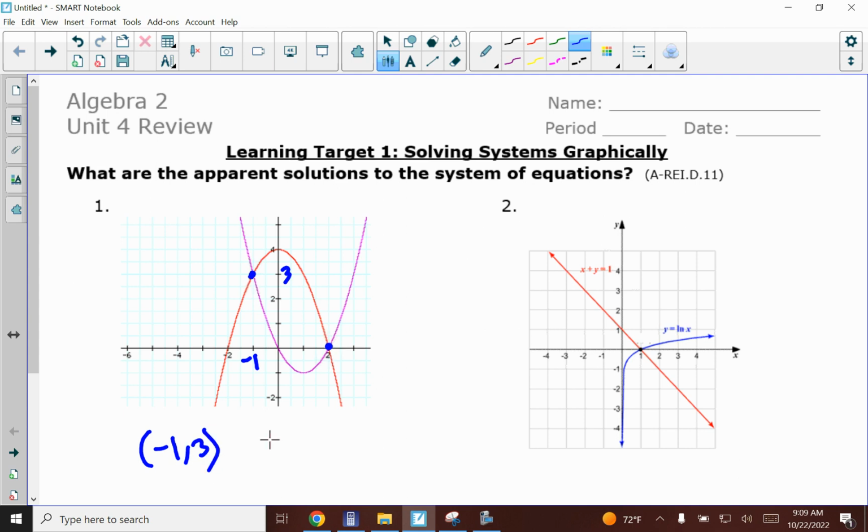Second solution is going to be at 2, 0. So those are our answers. Question 2, we've got a yellow line and a blue line. They are crossing right here, and they only cross once, so this one only has one solution. So the solution is going to be at 1, 0.